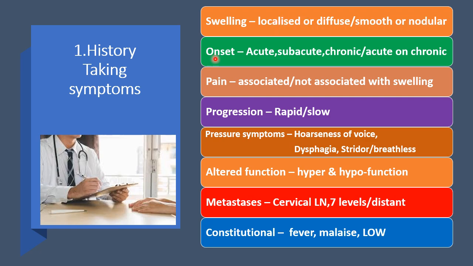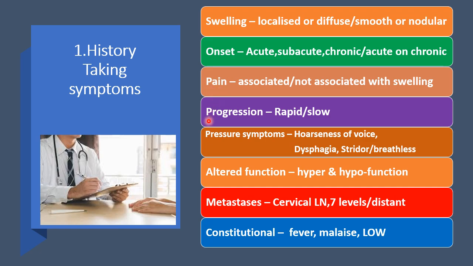The onset of the swelling can be acute, subacute, chronic or acute on chronic. Very important, the onset of the swelling. If the swelling is chronic, then it's a different diagnosis. If the swelling is acute, then we think of some other conditions. And the other important thing is pain, whether this swelling is associated with pain or is a painless swelling.